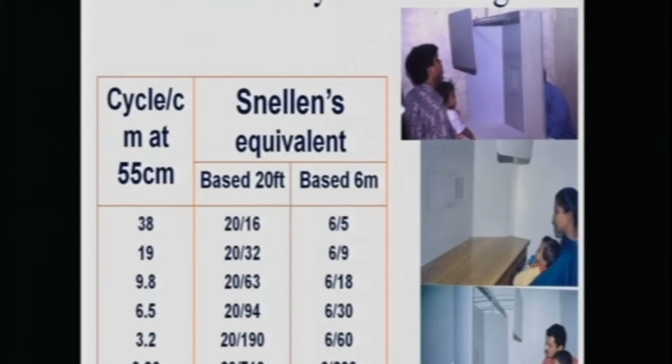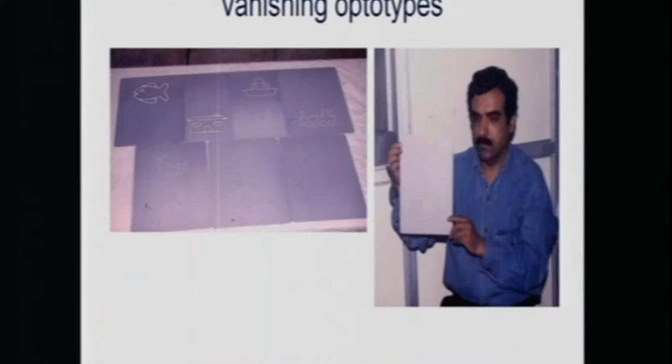It's based on the preferential looking. So the child will look towards the pattern if they can see it. However, if the child is not able to see the pattern, it resolves, it merges with the gray background. That's why the gray color of the cards. Similarly, the Cardiffs are called vanishing optotypes, because if you are not able to see these objects, they vanish into the background. So it becomes an absolute gray, and there is no place for the child to fixate. So that's why the preferential looking.